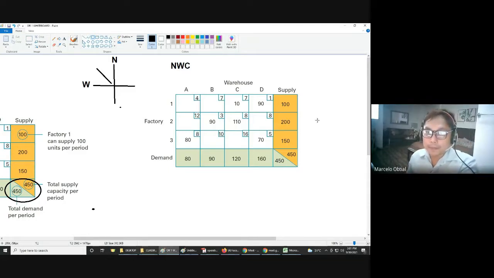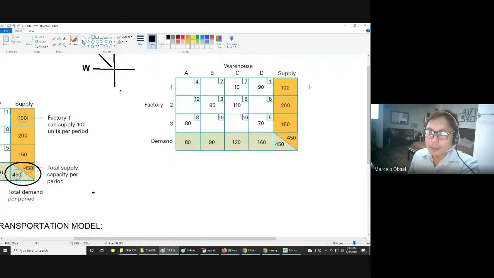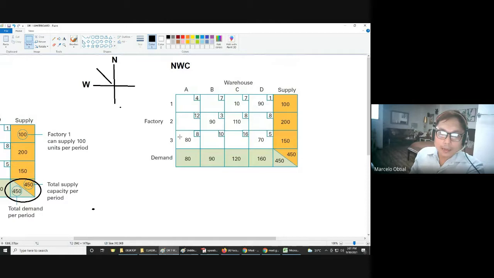Okay, this is a problem. Let us check first if they are equal. 100 plus 200 plus 150 is 450. Double check this: 80 plus 90 plus 120 plus 160. Let us first remove the values, because I forgot to remove the values here.